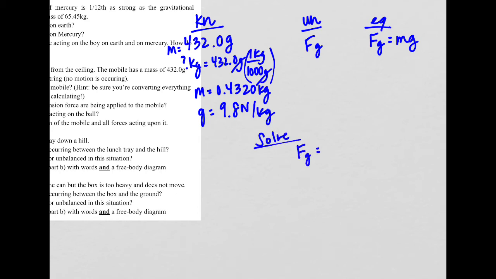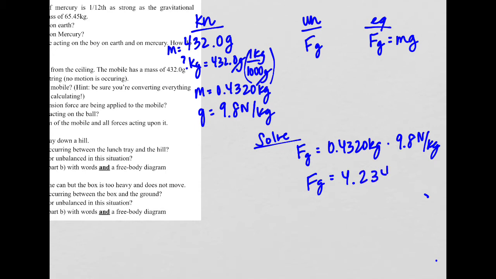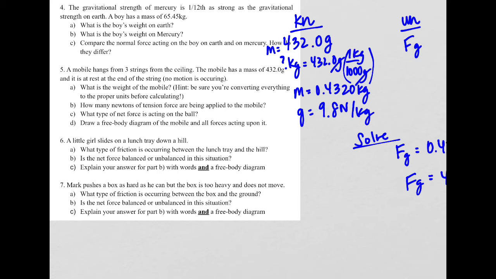So the weight of the mobile is the mobile's mass, 0.4320 kilograms, times the gravitational strength on Earth, 9.8 newtons per kilogram. Plug that in, and we get that the mobile's weight on Earth is, with four significant figures, 4.234 newtons. So that is the answer for part A. Part B says, how many newtons of tension force are being applied to the mobile?